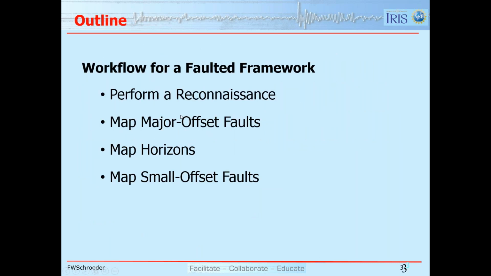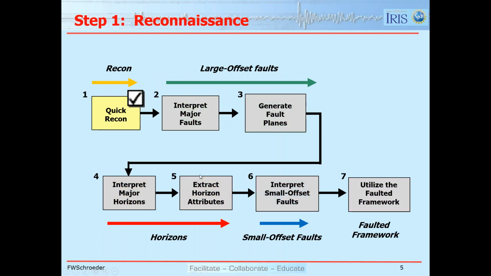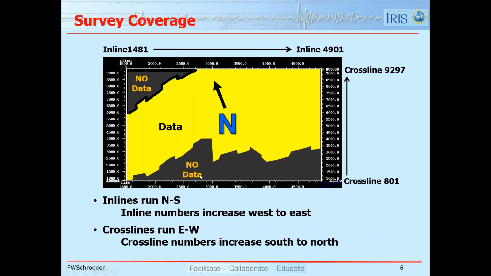So I'll talk about the workflow. As I mentioned, the first step was to do a reconnaissance. I'll illustrate that. We want to go after the major offset faults. Then we map some of the key horizons. And then we go back and look for some smaller offset faults. So this is the workflow diagram. And so our first step is to do a quick reconnaissance. We want to understand something about the data set and also something about the overall geology.